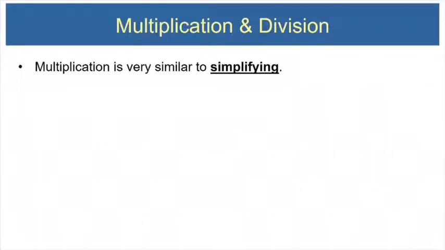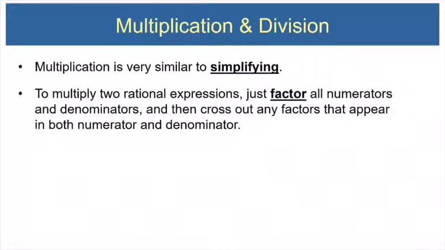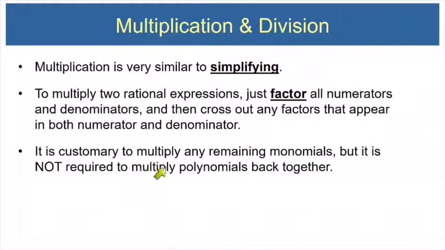When we multiply rational expressions, what we actually do is just factor all the numerators and denominators and then cross out any factors that appear in both numerator and denominator. Doesn't that sound exactly like what we did when we simplified? The difference is that here we'll have two rational expressions to work with instead of just one, but we treat them the same. Now, it's customary to multiply any remaining monomials back together, but it is not required for you to multiply polynomials back together. So you won't be going through any distributing or FOIL processes here.